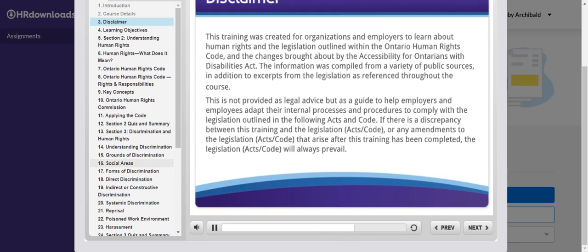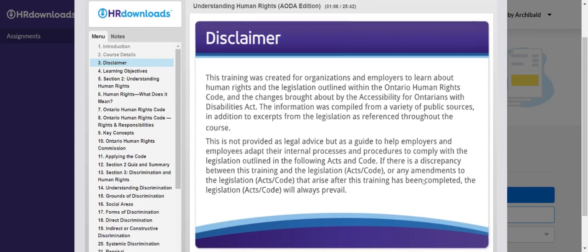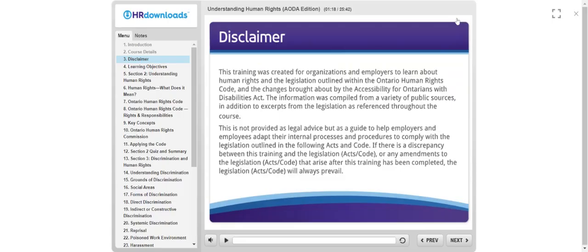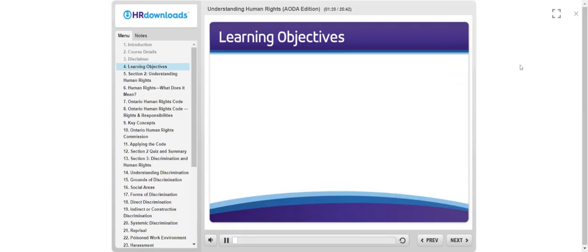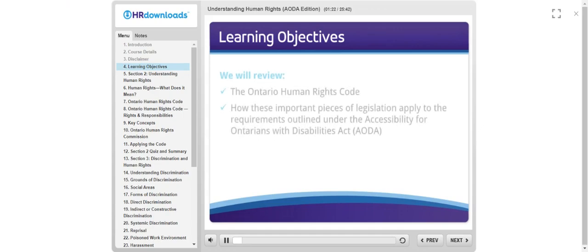If there is a discrepancy between this training and the legislation, acts, and/or code, or any amendments to the legislation, acts, and/or code that arise after this training has been completed, the legislation, acts, and/or code will always prevail. In this training course, we will review key components of the Ontario Human Rights Code and how these important pieces of legislation apply to the requirements outlined under the Accessibility for Ontarians with Disabilities Act, or AODA.